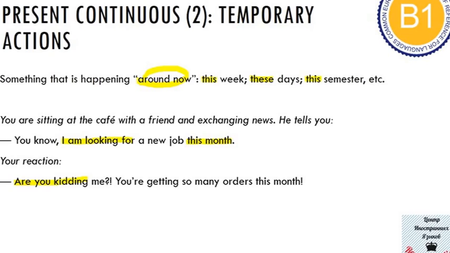And the second case shows us that it is temporary. You are getting so many orders this month. We don't know what was last month or what the situation will be next month. But you know that around now, around the present moment of your lives, he is getting a lot of orders. And it should be a joke that he is looking for a new job.